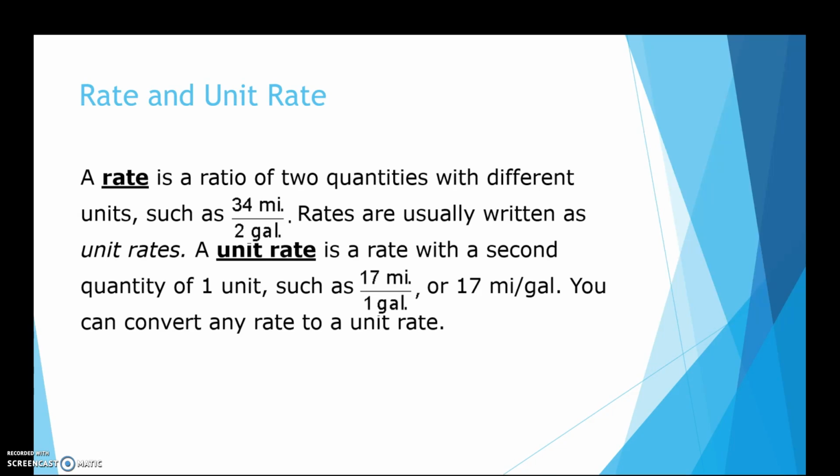Rates are usually written as unit rates. A unit rate is a rate with the second quantity of 1 unit, such as 17 miles per 1 gallon. So a unit rate is over 1, where a rate itself could be over, for instance, 2 gallons. So you can convert any rate to a unit rate.